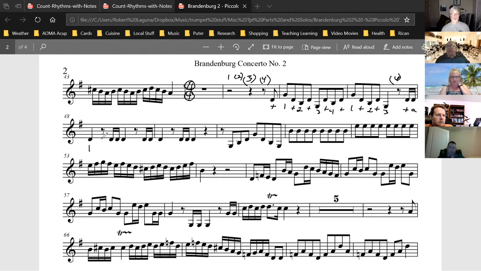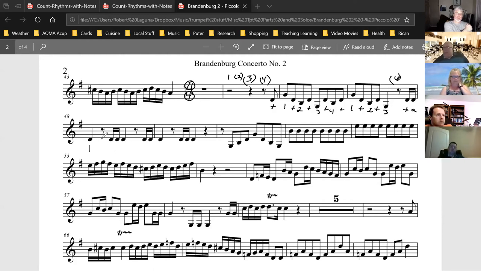That way, when you practice this, two, three, and one, and two, and three, and four, and one, and two, and three, and a one, then that makes more sense, and you're actually just practicing how your phrase would actually go.